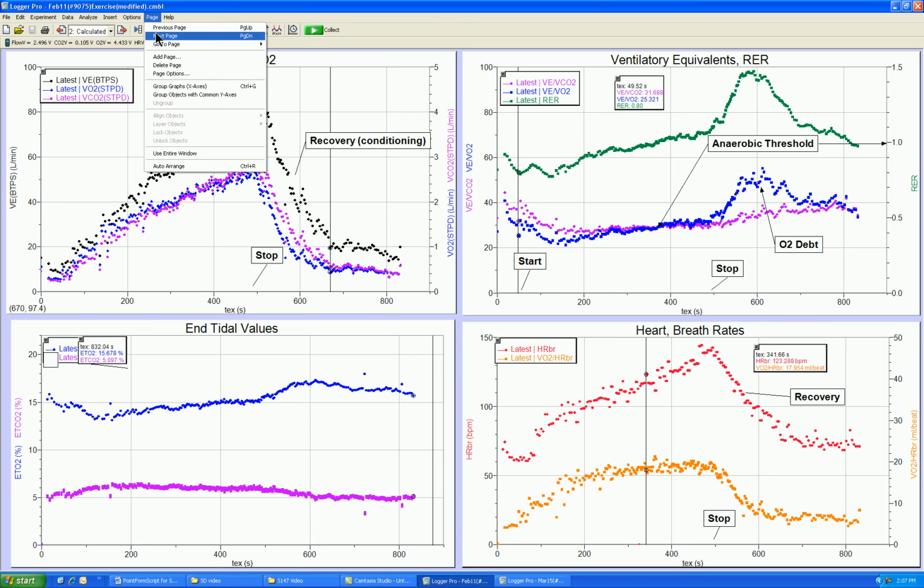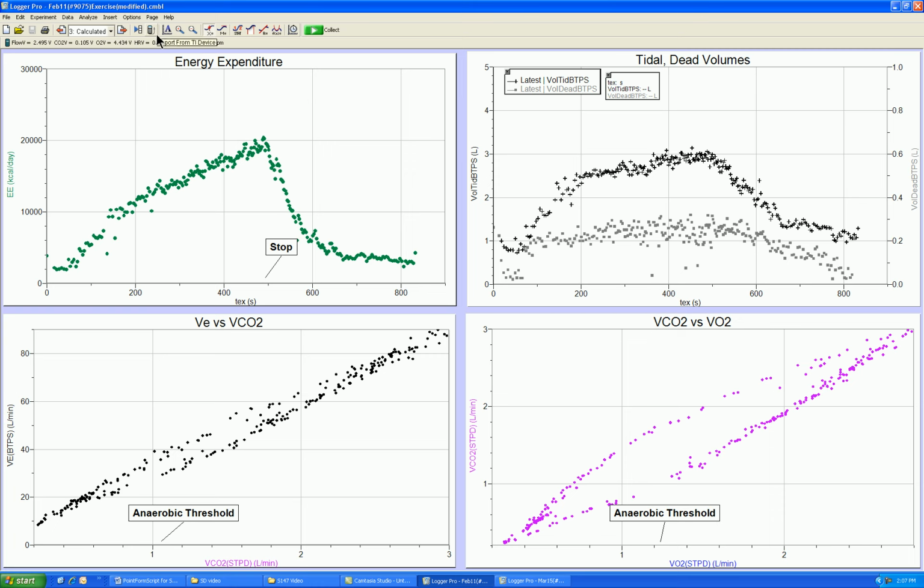On the next page, we have more breath graphs. The first one being energy expenditure in kilocalories per day. The second showing the tidal volume, which is the volume of each exhale, and also the dead volume in small gray squares. This is the volume of the airways and mask. This volume must be cleared before oxygen, carbon dioxide from deep within the alveoli of the lung begins to appear.